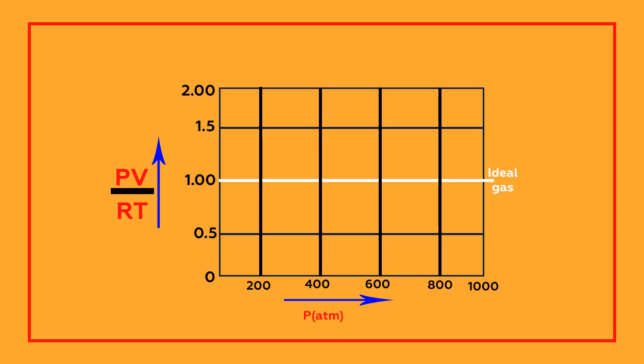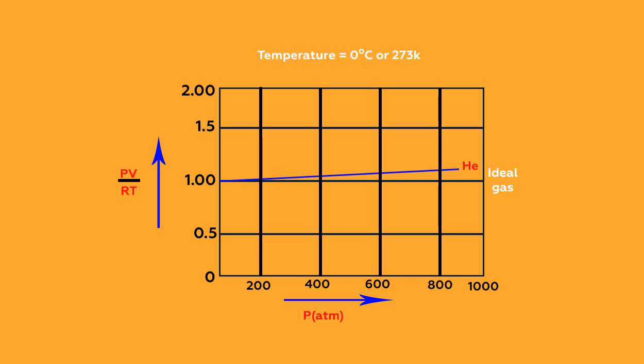If the gases show ideal behavior, then they will follow the horizontal line of unity, where PV over RT, the compressibility factor, is equal to 1. 1 is for an ideal gas. If any gas behaves like an ideal gas, it will follow this horizontal line. The deviation from that line will be non-ideal behavior of the gases, and we will see how the real gases obey or deviate from the ideal gas line. Let's have a look at this.